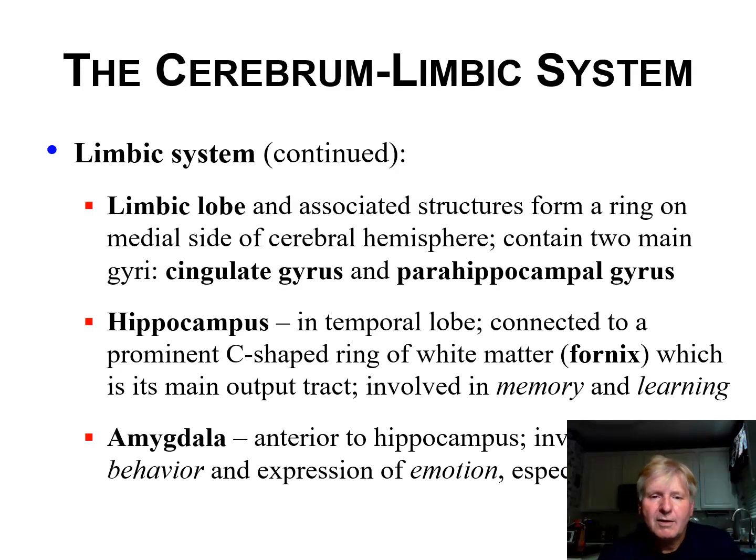The cingulate gyrus is located just above the corpus callosum. The hippocampus is located in the temporal lobe. It's also connected to another prominent C-shaped ring of white matter called the fornix, which is its main output tract. It's involved in memory and learning. And then the amygdala, anterior to the hippocampus, is involved in behavior and expression of emotion, especially the emotion of fear.